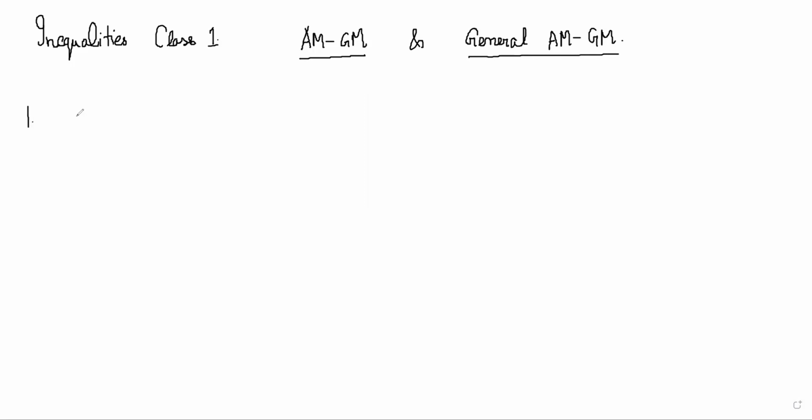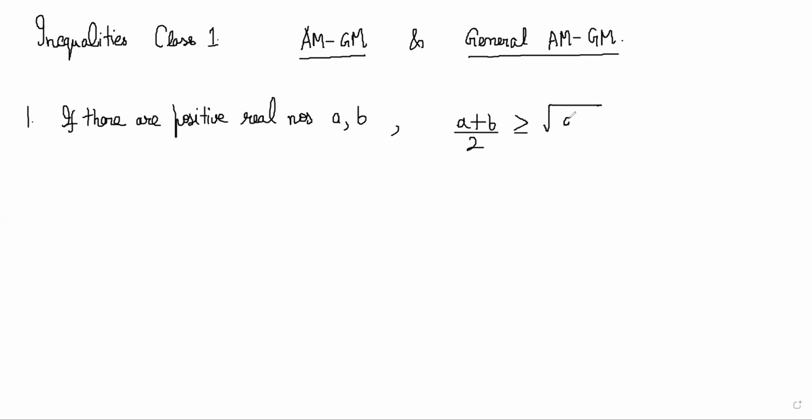The first inequality that we are looking at is AM-GM, which is the arithmetic mean geometric mean inequality. And it says that if there are positive real numbers a and b, then we have (a plus b) by 2 is greater than or equal to root of ab. Now, this is called the AM of these two numbers, and this is called the GM.